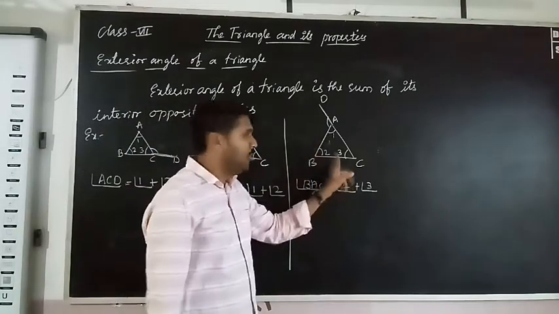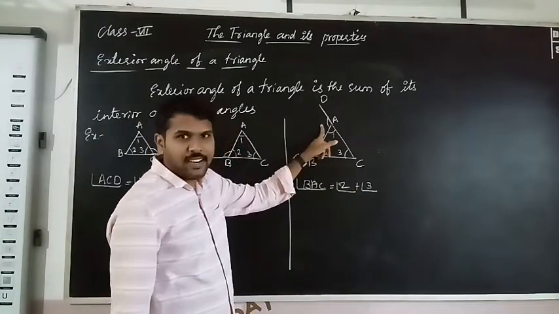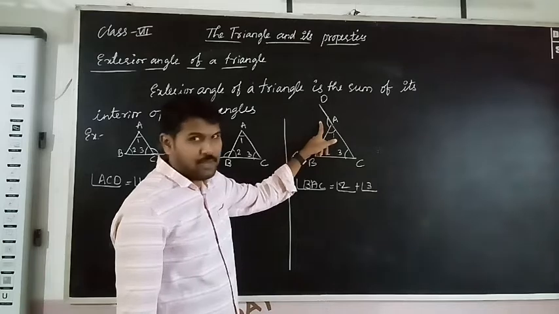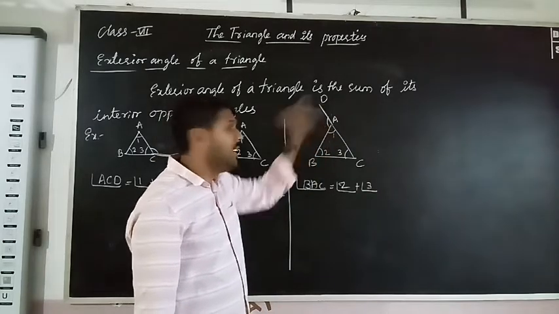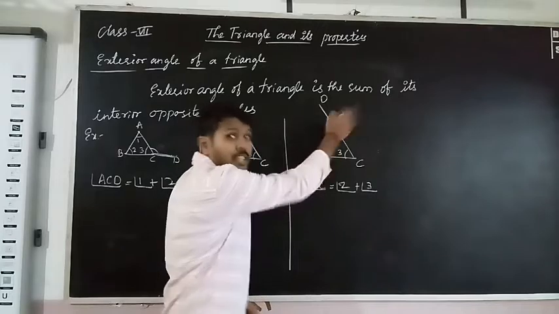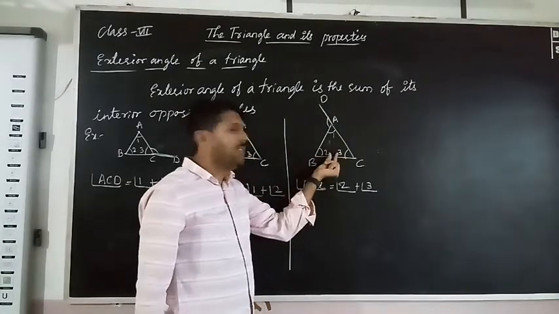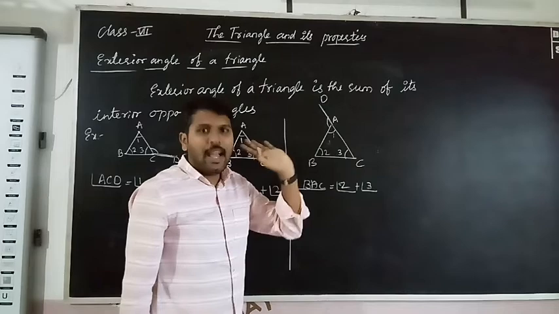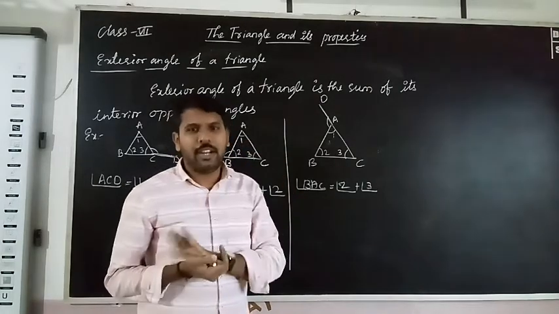So next, for this triangle, this is the exterior angle. I have taken it at point A. BAD is the exterior angle. For this, this is the adjacent angle. Leave this adjacent angle. The sum of these two angles equals the exterior angle. It's very simple. Don't get complicated.